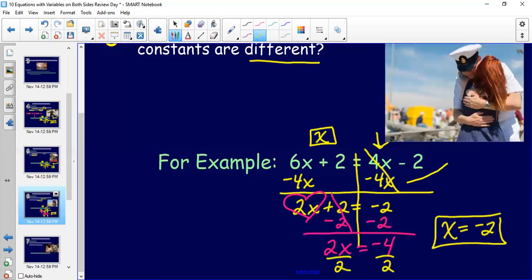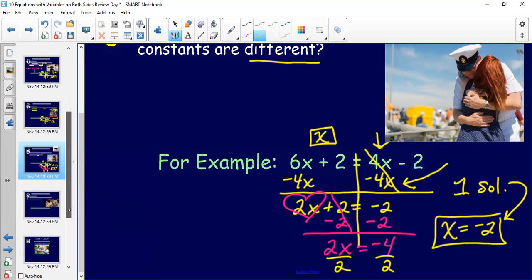So notice, when I subtracted 4x, this time my variables did not cancel out. This is not a special equation. So in other words, there is going to be one solution, and that one solution is x equals -2.